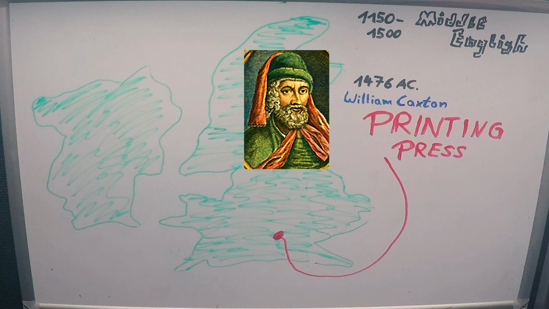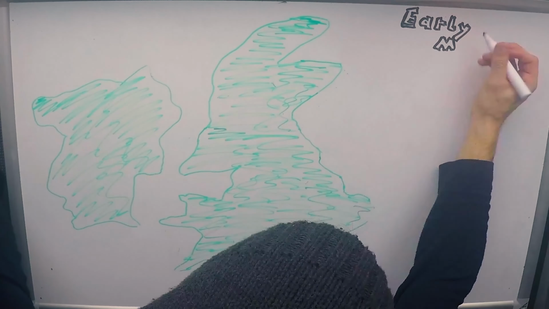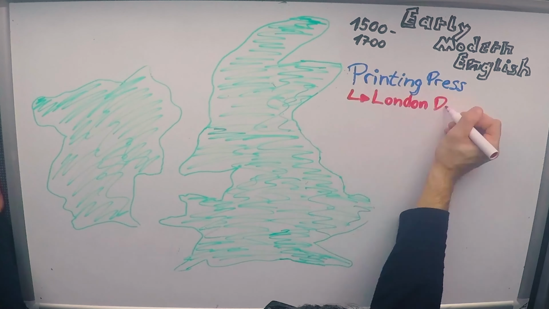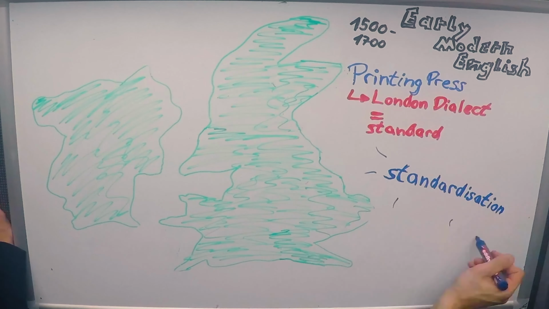Anyway, William Caxton and the printing press kicked off what we consider a new period: Early modern English, 1500 to 1700. With the printing press being set up in Westminster and its demand for a unified variety of English that everybody could understand, the London dialect was promoted as a standard English.